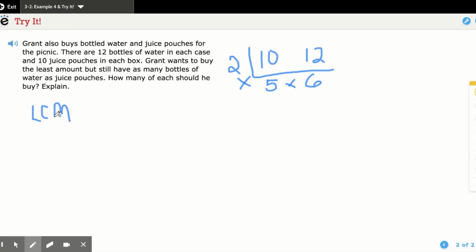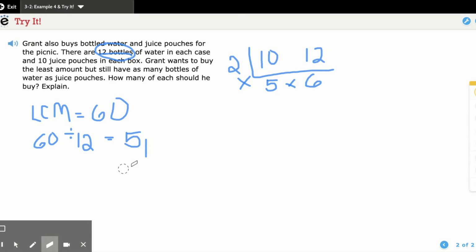What that means for this problem is that he wants to have 60 bottles of water and 60 juice pouches, so that he has the same amount of each. In order to have 60 bottles of water, if bottles of water come in cases of 12, how many cases of bottled water does he need? Well, you're going to take the 60 and divide that by 12. So we need 5 cases of bottled water.